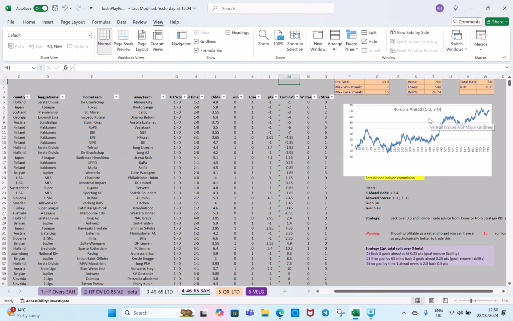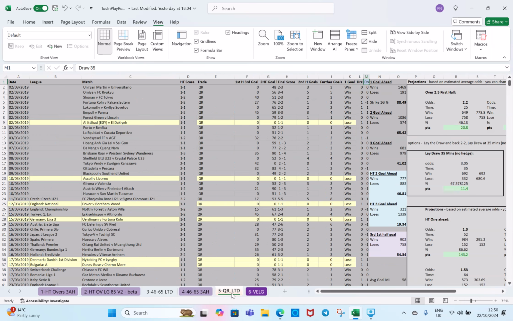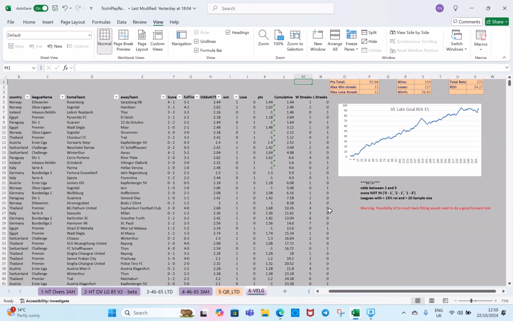We've got a 3 ahead at 1-0, 2-0. Again, it's profitable, but you could have a 15 streak losing run, so you've got to be wary of that. Again, we would recommend that you do the previous strategy. You split a point over 3 bets. The lay the draw, again, revert to Johnny in the room.